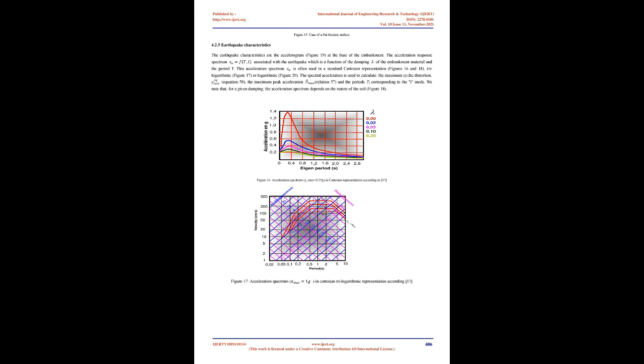The spectral acceleration is used to calculate the maximum cyclic distortion. Equation 58, the maximum peak acceleration, relation 57, and the periods corresponding to the i-th mode. We note that, for a given damping, the acceleration spectrum depends on the nature of the soil, figure 18.